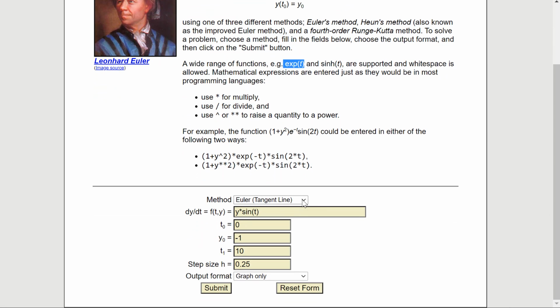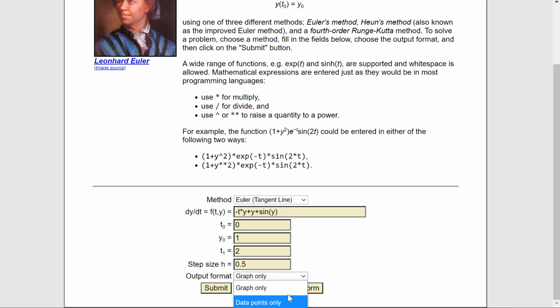All right, so I've got Euler tangent line method chosen here. I'm going to leave that chosen, and then I'm going to enter here the right-hand side of our differential equation using t and y instead of x and y. All right, so I've got my right-hand side of the differential equation entered here. I want to start at t naught equals 0, and our initial value was y naught equals 1. Our t1, so the ending t value in our table was 2, and our step size was 0.5. Okay, and then the other thing that I'm going to choose here is the output format. So the default is graph only, but we want some numerical values.